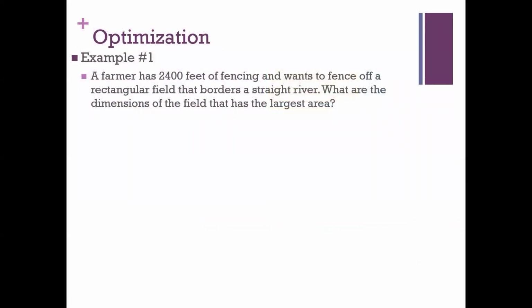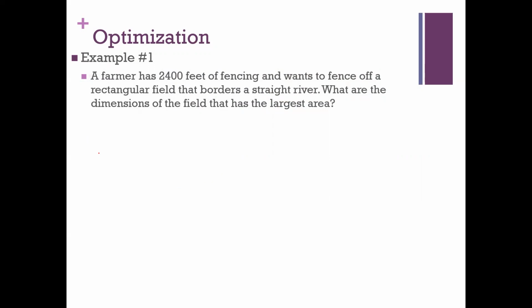So, first situation here. We have a farmer who has 2,400 feet of fencing and wants to fence off a rectangular field. So 3 sides of that area will be fenced off, and the other side will back up to a river. So I want to find out what's the largest field he can make using this situation.